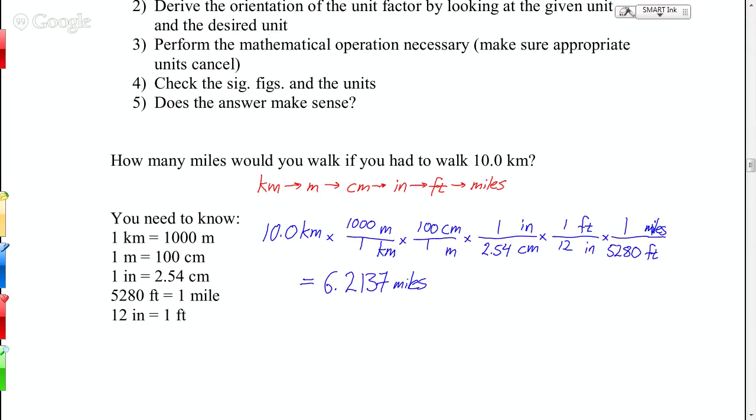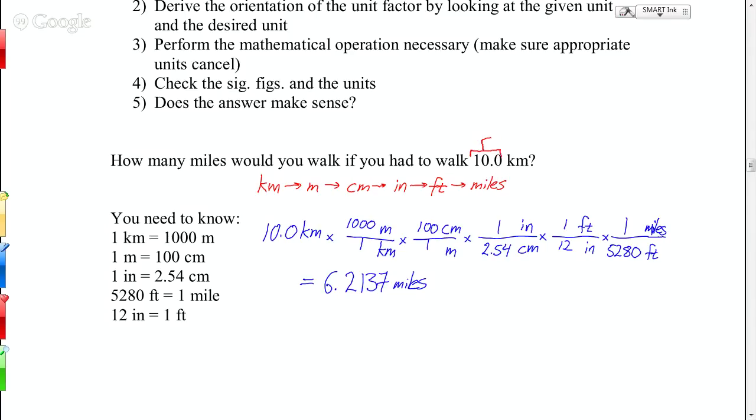Same thing with 12 inches in a foot. It's not a measurement of how many inches are in a foot. It's by definition exactly 12 inches are in a foot. So we can't use those numbers to determine significant figures because they're not measurements. They're exact quantities. The only measurement here is actually this 10.0 kilometers. So that's what we determine our significant figures from.